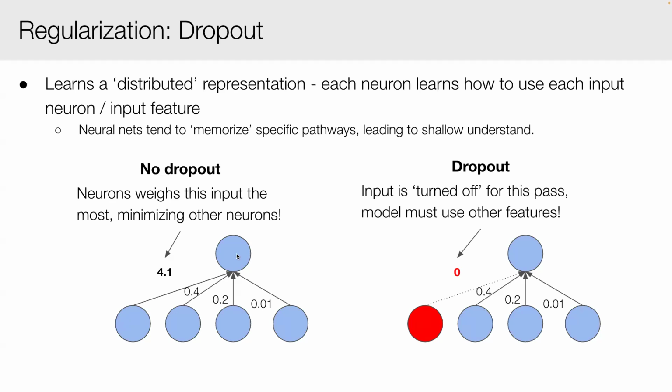Sometimes that's desired, sometimes it's not, right? So with dropout, what we're saying is, a model that can generalize really well should be able to use all of its inputs to come up with this output, right? So if we forcibly turn off this 4.1, that gives the model a chance to really figure out how to use these other three, right?